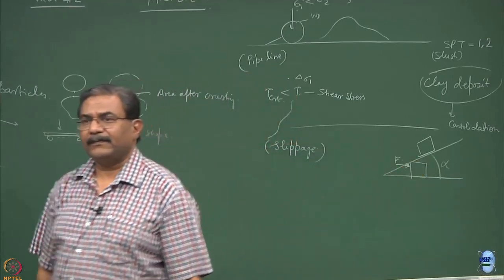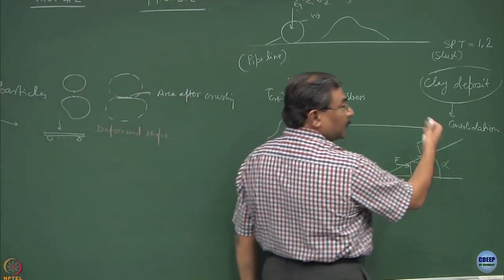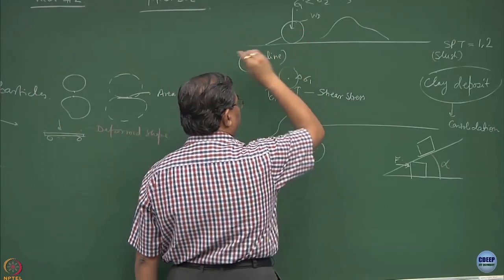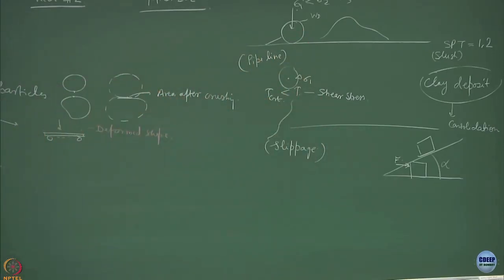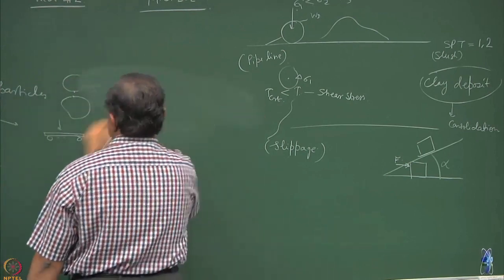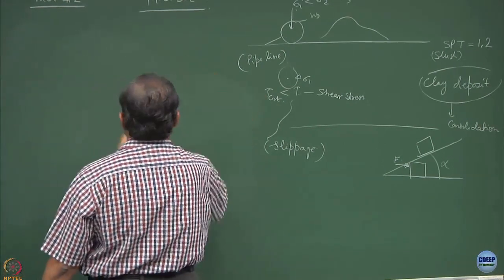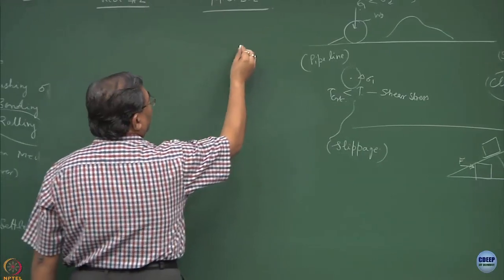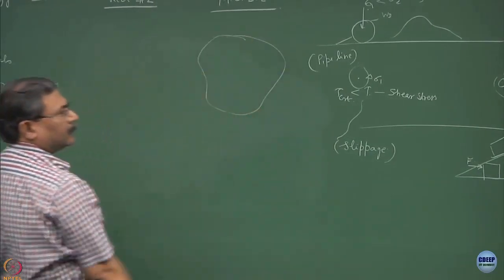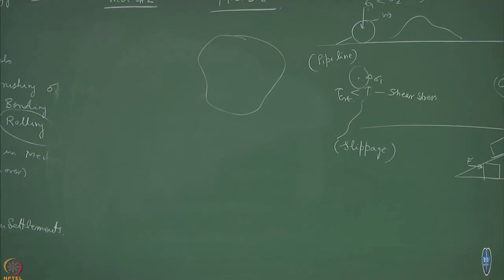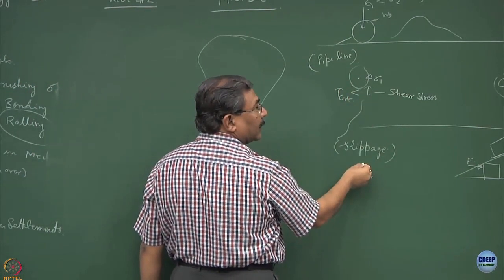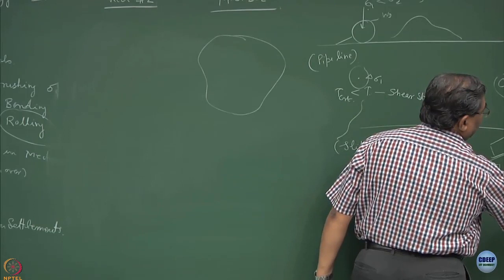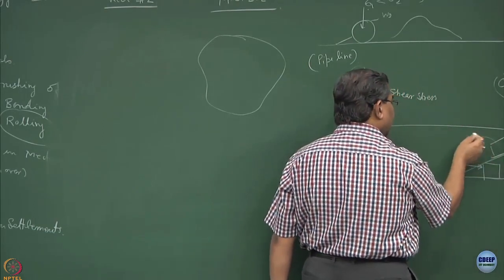Is this part correct? Now let me extend this model further for the case of the soils. So if you come back to this situation, and if I zoom out this point, how will it look? This situation would be as if there is a rigid body, infinite soil mass. At this point, slippage is occurring. That means there has to be a parent body and there has to be a detached body.